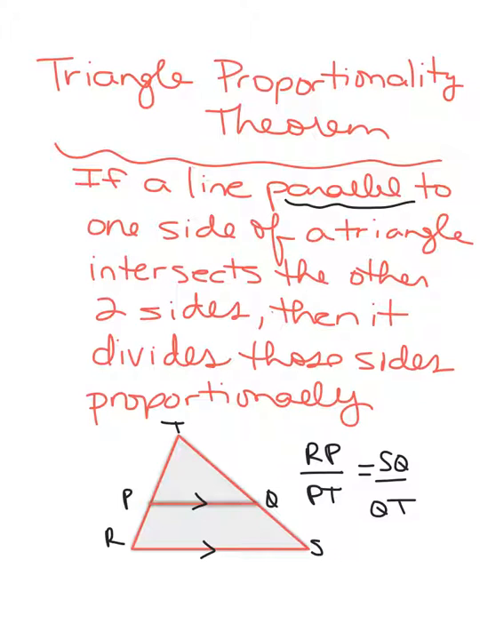So if we look at our diagram, we do have a set of parallel lines here. Line PQ is parallel to RS, which is part of the triangle. So we can say, because of that, that RP, this piece right here, RP is to PT as SQ is to QT, because it divides those sides proportionally.